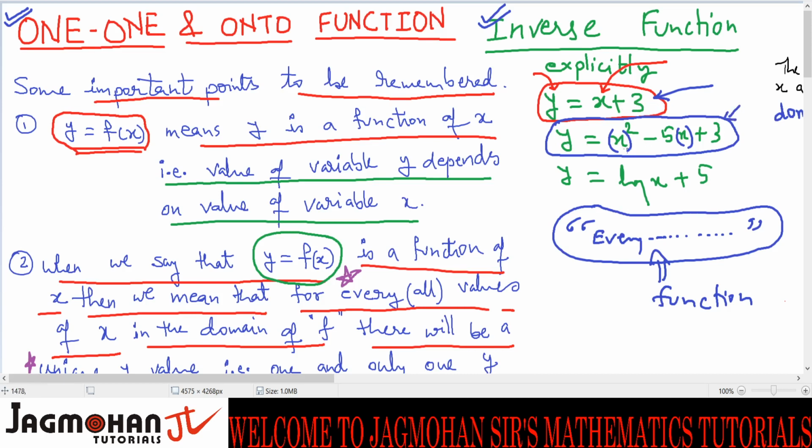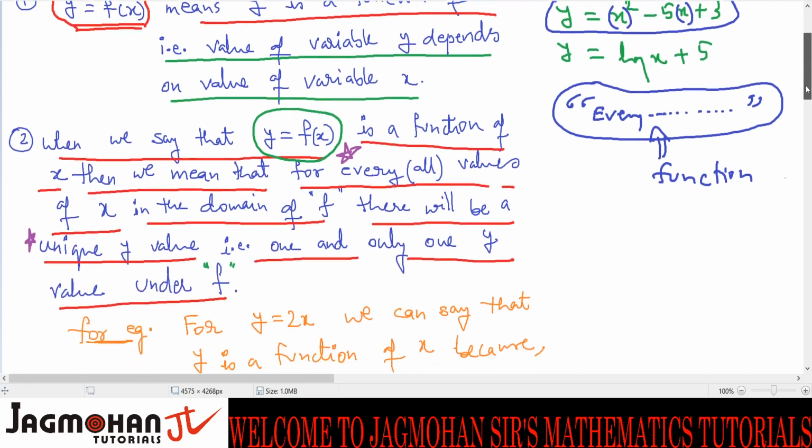What will be the y value? You can always put this rule in English language. Okay, the y value will be 3 more than the difference of x square and 5 times x. Or here you can say the y value will be 5 more than the log of the x value. So this kind of rule which you have, it is known as the function.